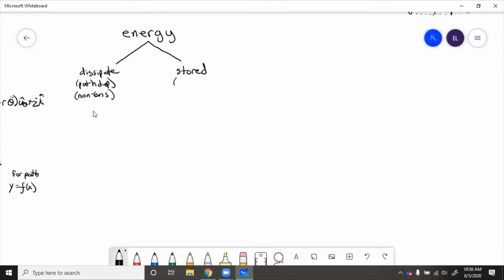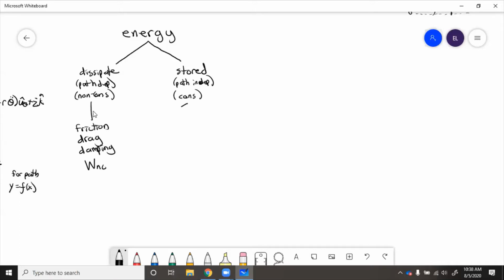Stored energy is path independent. So you just go from A to B and it doesn't matter how you get there. And it is by conservative forces. Examples of the non-conservative forces and dissipative types of energy are friction, drag, damping, and we call that W_NC for non-conservative work.